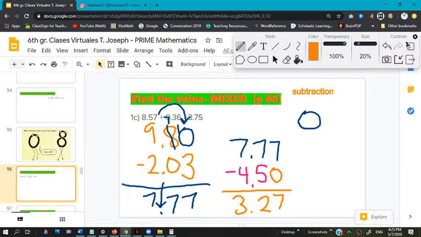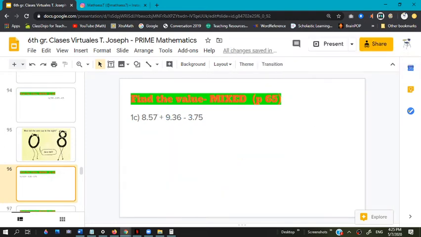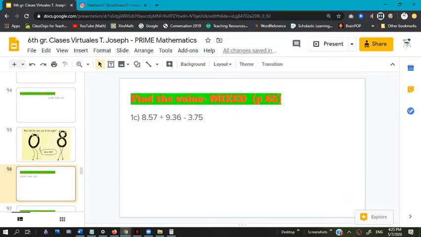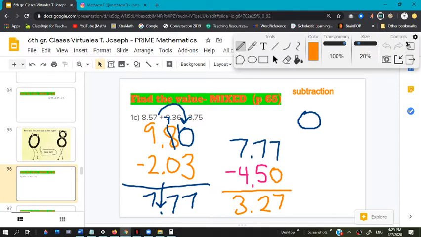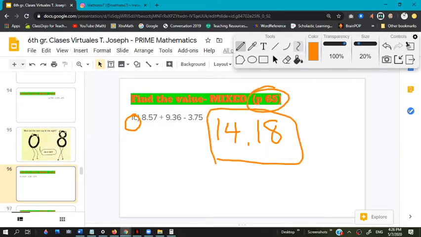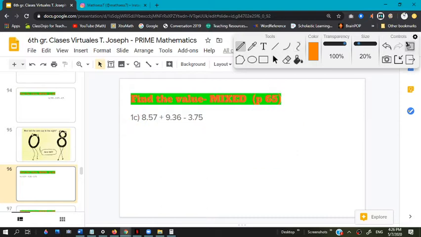Sorry about that. Let's erase that and come back to this problem. What was my answer? 14.18. All right, so how do I delete this? Delete 14 point, was it again? 18. Okay, so that is letter C, number 1 on page 65. So that's your final answer. Let's go to the next problem.